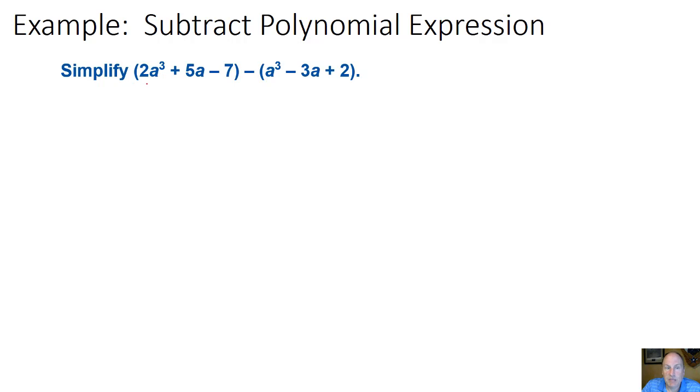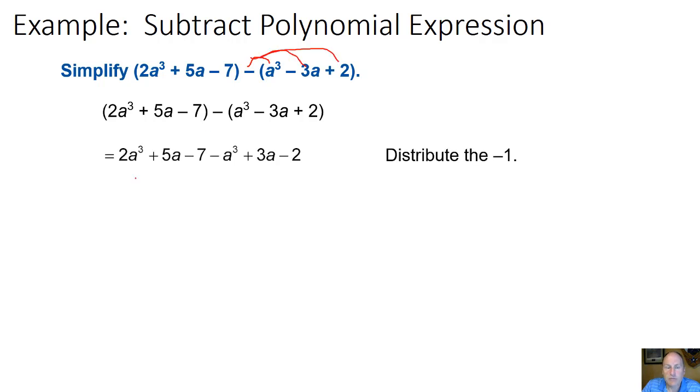So let's say we have something like 2a to the third plus 5a minus 7, all minus a to the third minus 3a plus 2. Now crucially, each of those parts is in parentheses. If it wasn't, it would be a slightly different problem. What we're going to do is, since there's a subtraction here, distribute the -1 to all three of these terms and then rewrite it.